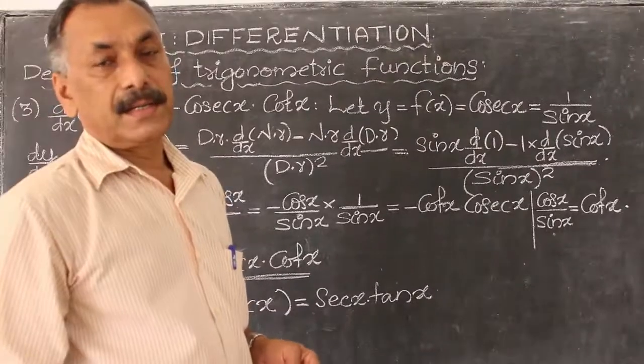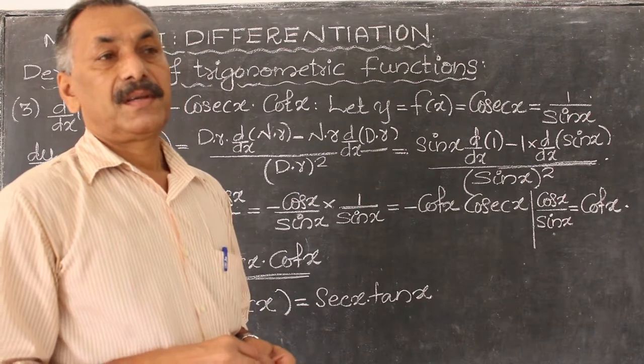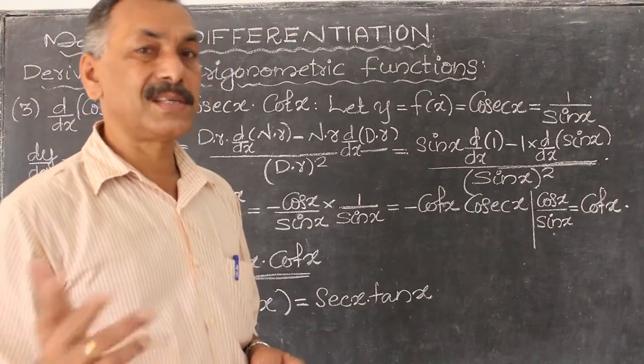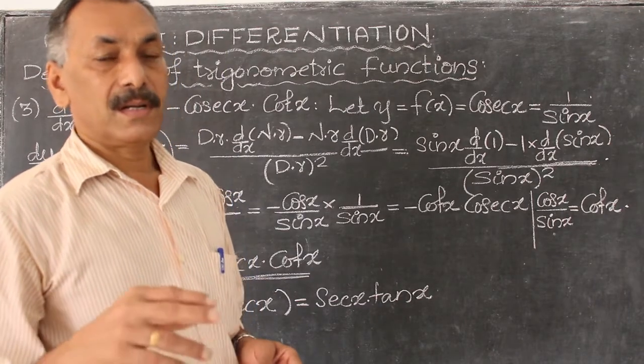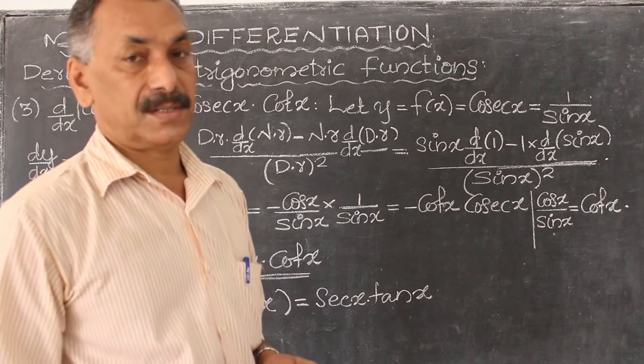Next, we consider the derivative of cosecant x and secant x. What is the derivative of secant x? The derivative of secant x is equal to secant x into tan x. What about the derivative of cosecant x? Minus cosecant x into cot x.